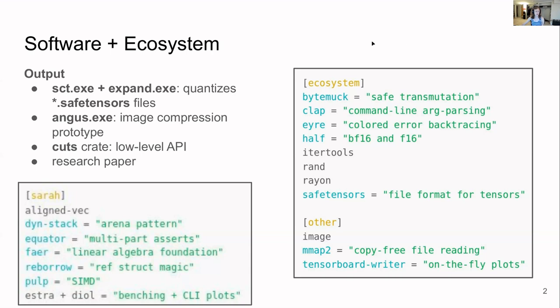So the main output that we have here is two binaries that are able to quantize safe tensor files. So if you download a machine learning model off the internet, you can potentially compress that model by a pretty large factor and still get more or less identical results. I'm also working on an image compression prototype named after my cat Angus, who's currently napping and looking very cute. And we're also working on a low-level API crate to expose some of the operations that are able to do this quantization. And there's also a research paper.